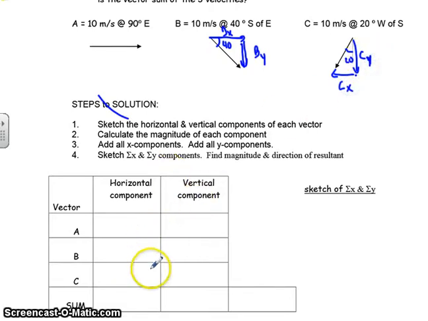So now let's use trig to find each component. Alright, so for A, it's all horizontal, so this would be 10 meters per second, and 0 for the vertical. For B, I'm going to call left to right positive, so I use my trig. The X component is the adjacent, so I'd say BX is going to be equal to 10, the magnitude of the vector, times the cosine of 40. When you work it out in your calculator, that's 7.6.